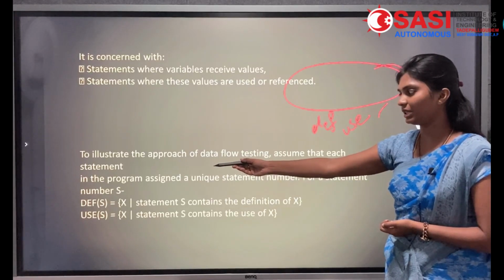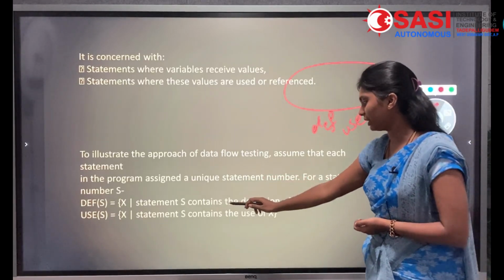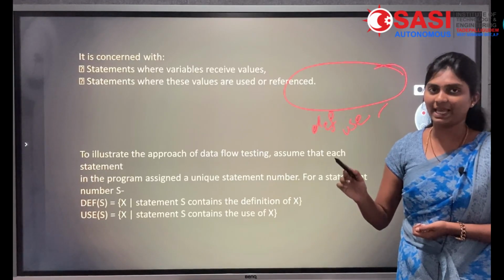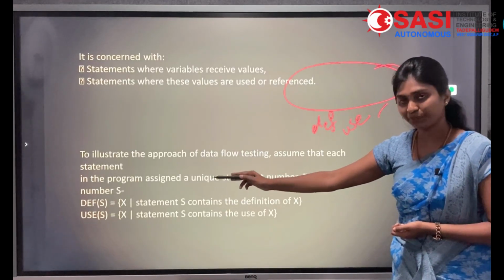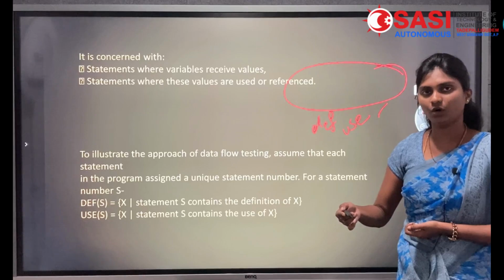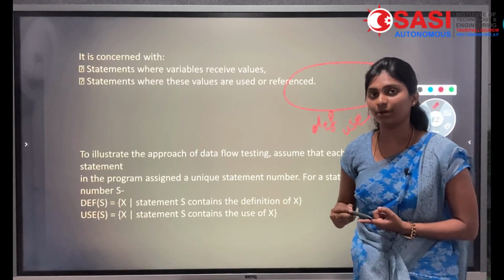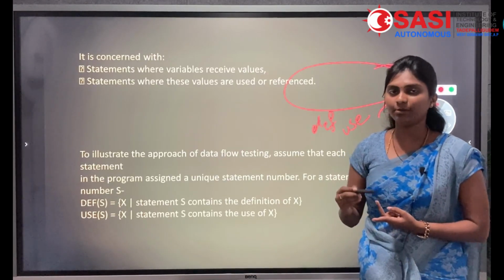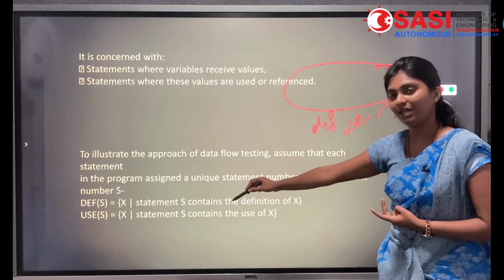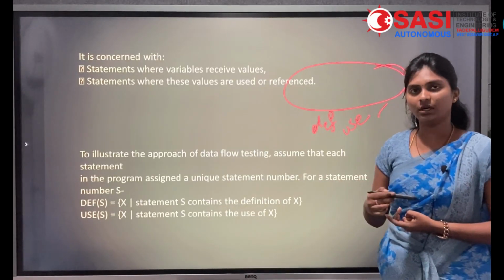The first statement is the define statement, which is denoted by DEF X, where the statement contains the definition of X. Each and every value will be derived as X. The second statement is use, where the statement contains the value of X which is used. As I already said, there are two statements derived: the variable must be used, and the variable must be referred and derived. These two statements are derived in the form DEF and USE.